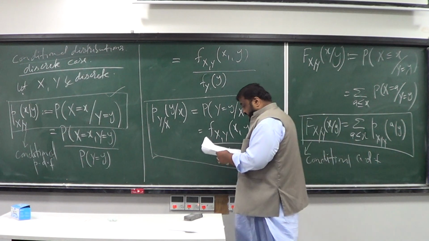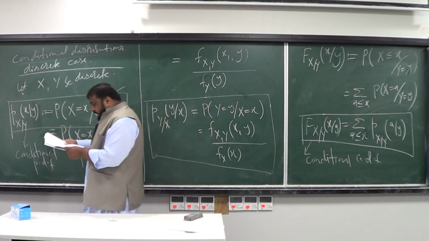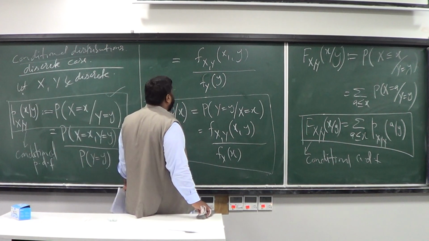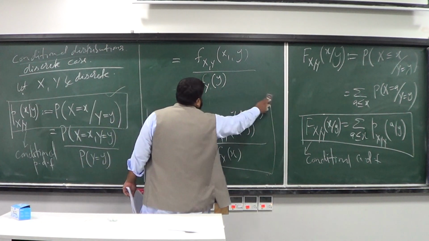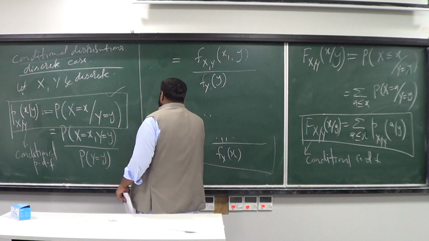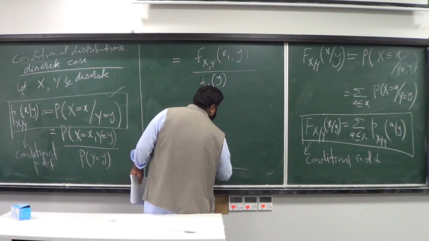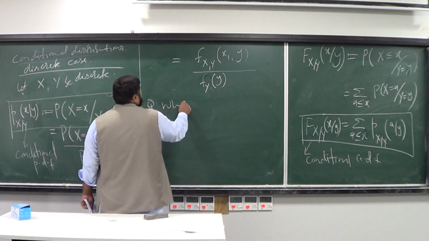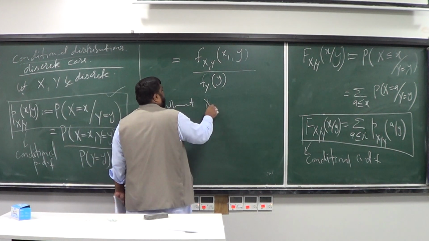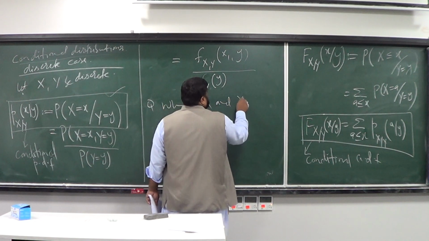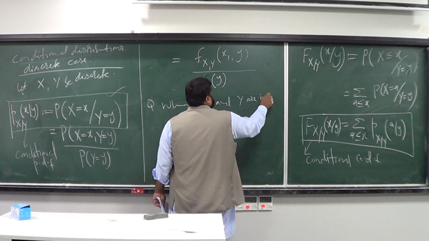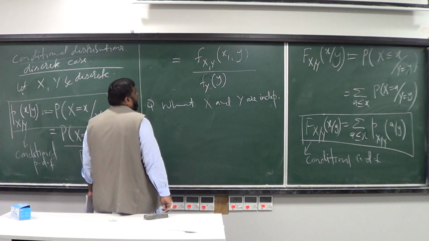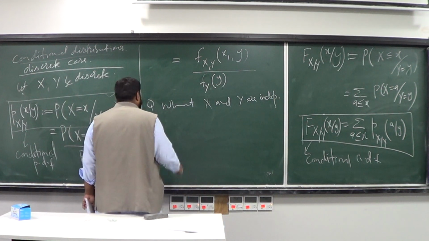Okay. So now you can also say what will happen if... you can deduce it actually easily from here. So you can pose a question: what if X and Y are independent? X and Y are independent actually. Okay?